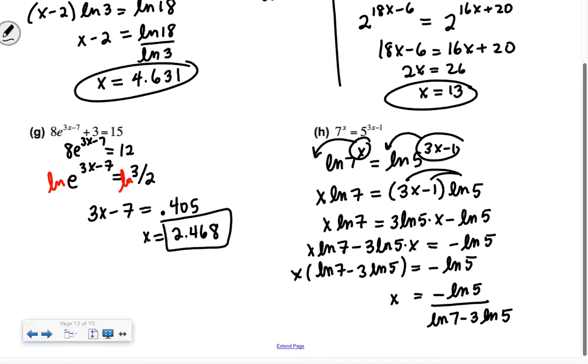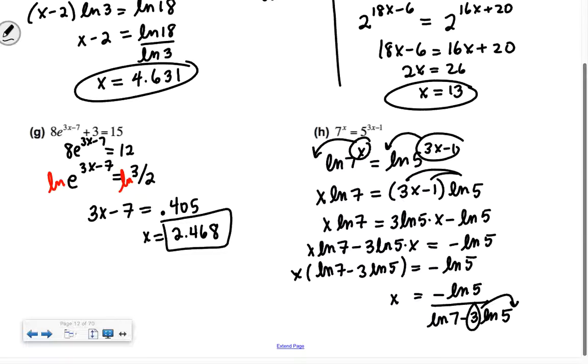It would look like that. Could you combine it even more? You could totally combine that denominator. You would raise the 3. So you take the 3 and you'd raise it as a power and get 125. And then you would combine your natural log. So you'd have natural log of 7 over 125.